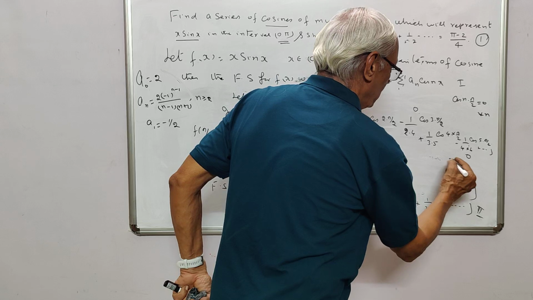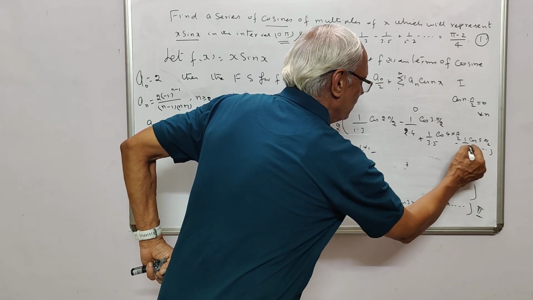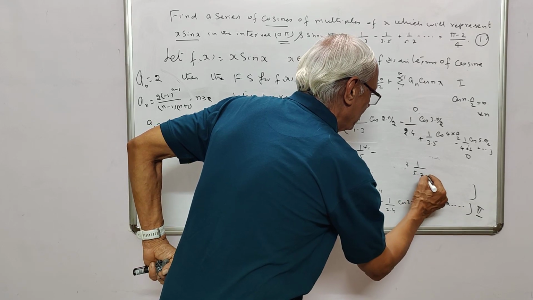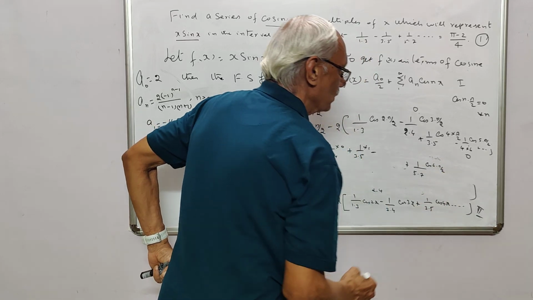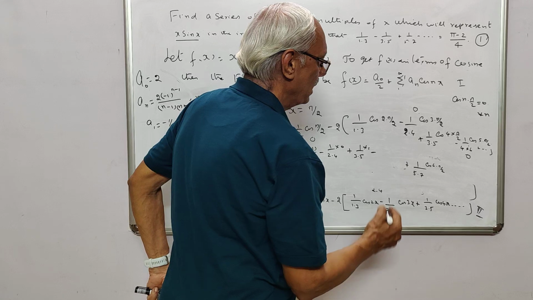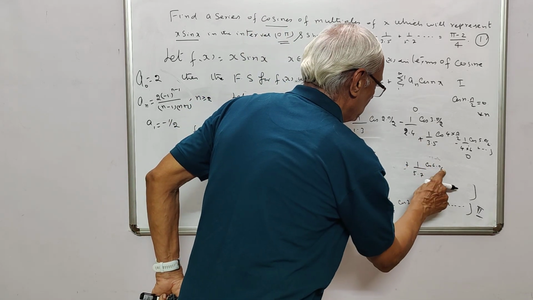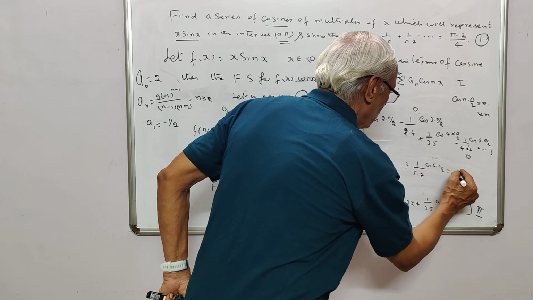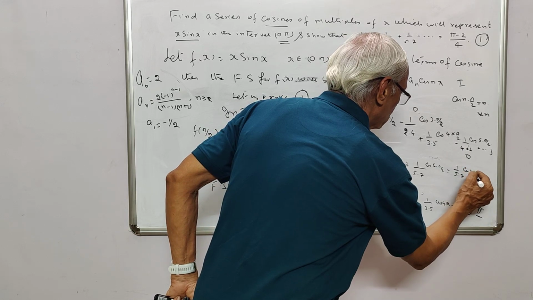And what will be the next one? I will just write it for you. It will be plus. If you give 5, it is 6. 6 into 5. Then 6 by 7 into cos 6 pi by 2. So what do you get here now? You get 5 pi by 2 is 0. Then if you get 3 pi, this will be equal to 1 by 5 into 7 into cos 3 pi.